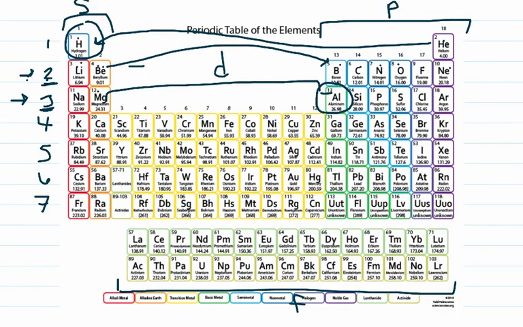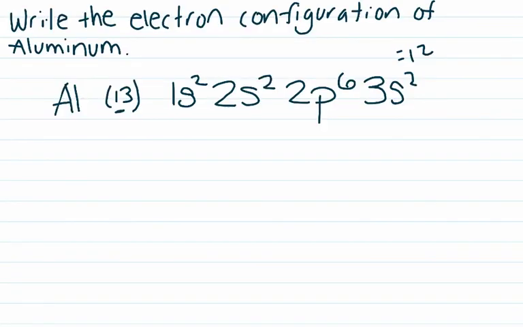The S block is full though, so we have to come over here to the P block. This is still the third energy level, so we write 3p1. So that P block is not full, but it gives us the 13 electrons that we have for the aluminum. 2 plus 2 plus 6 plus 2 plus 1 is equal to 13. So the electron configuration of aluminum is 1s2, 2s2, 2p6, 3s2, 3p1.